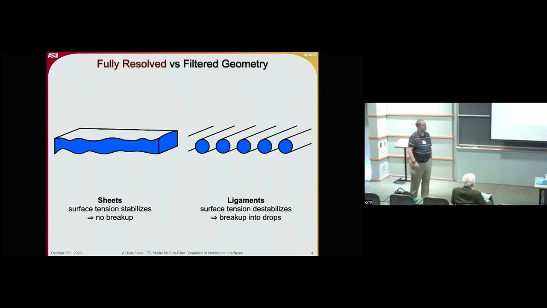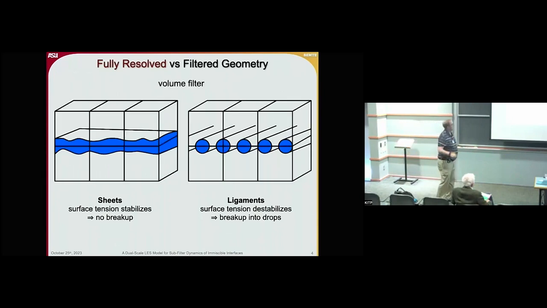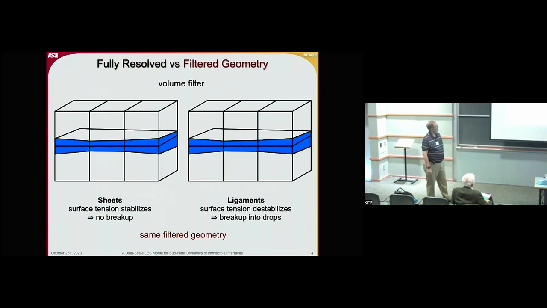So we want to do LES. So let me filter this geometry using a standard volume filter. I filter this on the left, and I filter this geometry on the right, and lo and behold, I have the same filtered geometry for this specific case. But I know that on the subfilter scale, the dynamics are very, very different, but on the filter scale, they express the same way.